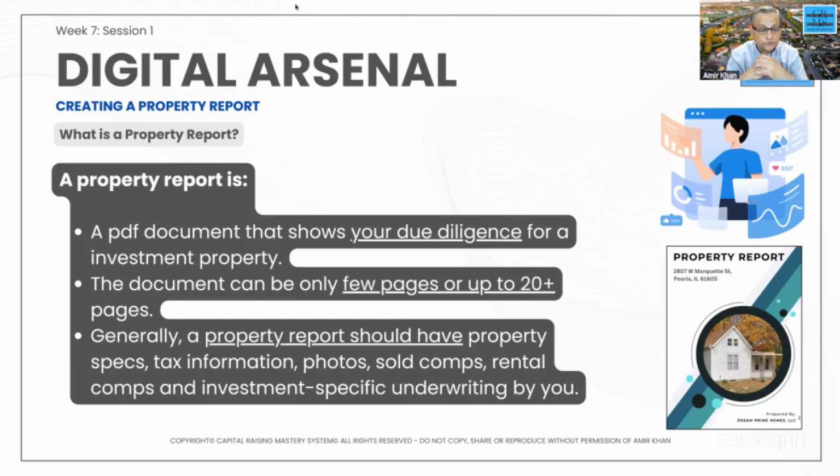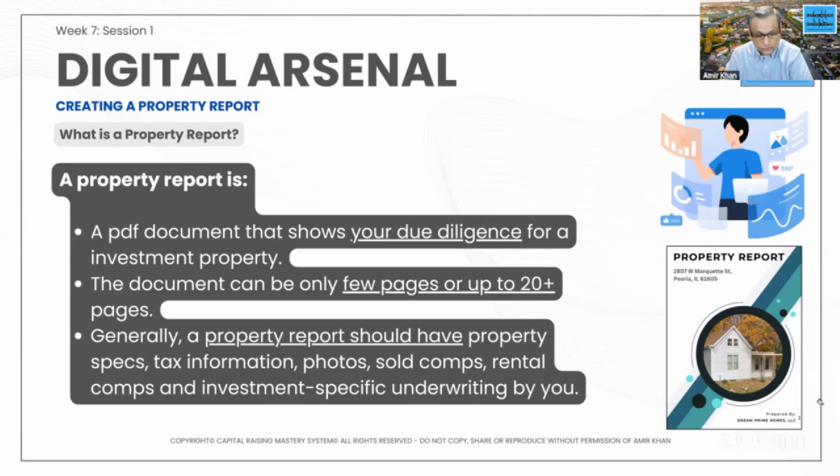Generally, a property report should have property specs. That's like giving how many bedrooms, baths, what is the square footage, what is the land size, tax records, if you can find some tax record information to put up there, lots of photos. Ideally, you would also have a walkthrough video as well. I'll talk about the video. Obviously, you can't put the video in a PDF, but you should have photos. Then you should have sold comps, rental comps, and finally, you should at least do 1 page of investment specific underwriting. And I'll show you exactly what all of these are.